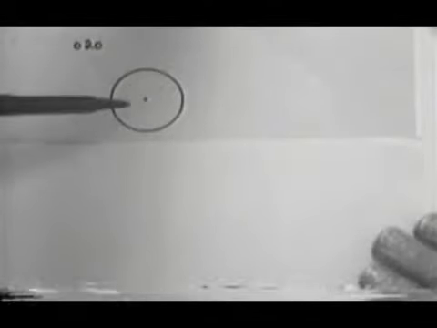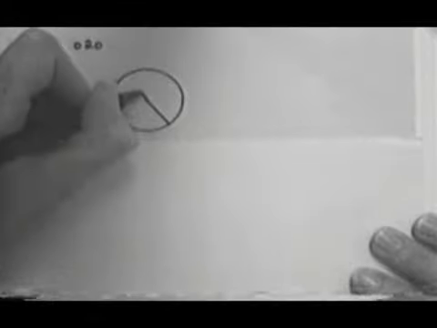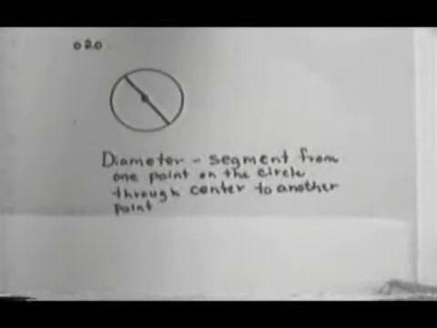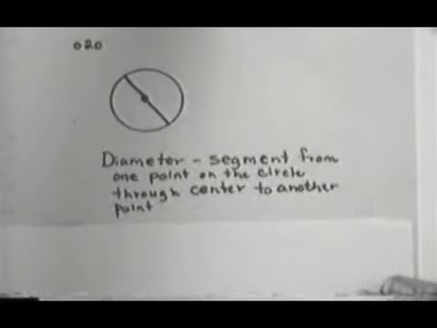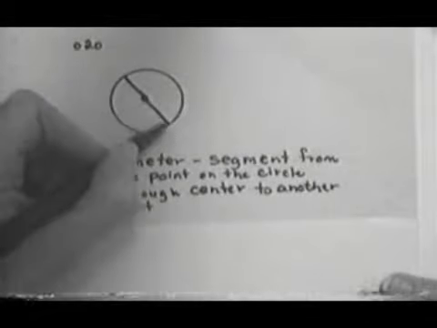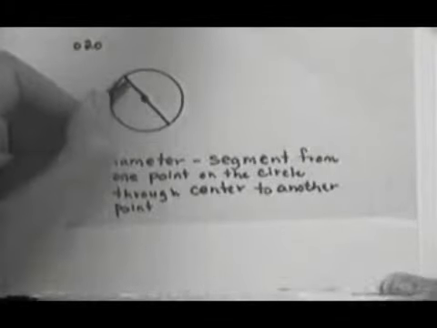Now, as I said, a radius is a segment that goes from the center and touches the circle. If you extend your segment all the way through to the other side, through the center, with an end point on each side of the circle, we come up with what we call the diameter of the circle. The diameter is a segment from one point on the circle through the center to another point. So a diameter would really be made up of 2 radii. Here would be a radius, and here would be a radius. And when you put those two together, you come up with this diameter.